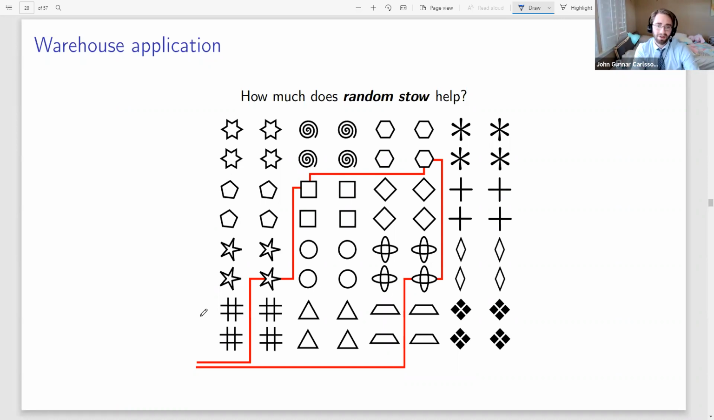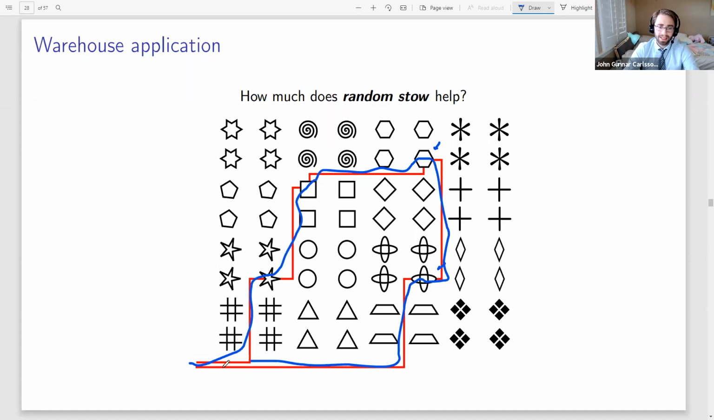And so this picture here would be an example of not random stow, because I've got these various items indicated by these various pictures, and they're all co-located with one another. So if I said, okay, you need to go into this warehouse and get me a star and a square and a hexagon and a nuclear symbol and then come back, this would be the shortest tour that does that. It's called an order picking tour. So this is not random.